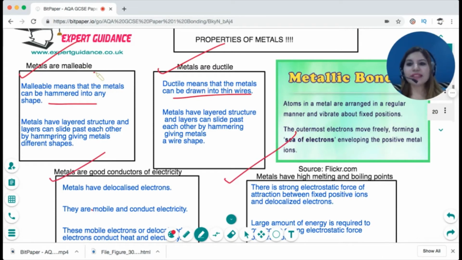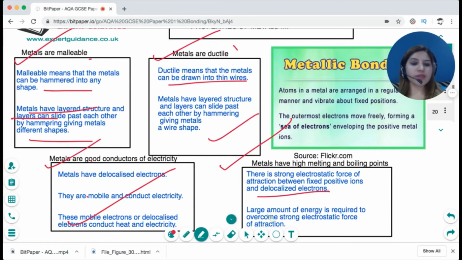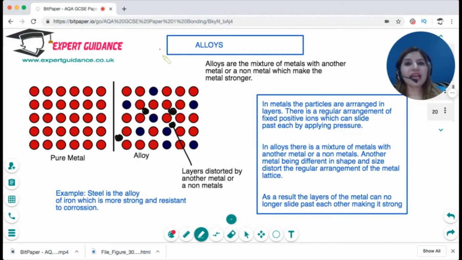So why are metals malleable? Because metals have layered structures. The layers can slide past each other just by a little hammering. Ductile, again, because they have a layered structure, they can be hammered. They are good conductors of electricity because there are mobile electrons. There are delocalized electrons which can conduct electricity. And due to the strong electrostatic force of attraction between fixed positive ions and delocalized electrons, they have high melting and boiling points. Next is a very important concept of an alloy. You can see this is a pure metal having a layered structure.